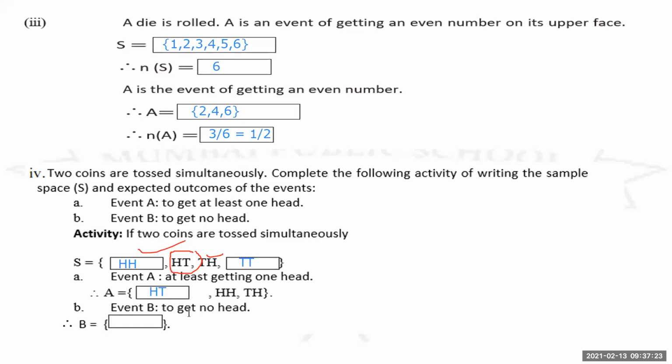Now next is to get no head, meaning you don't want any head. So check 1, 2, and 3. They contain head. So tails, they don't contain head. So the answer is TT. Is this clear? Done with this? Very simple. Hope there is no difficulty in this. So let's move ahead to the next part.